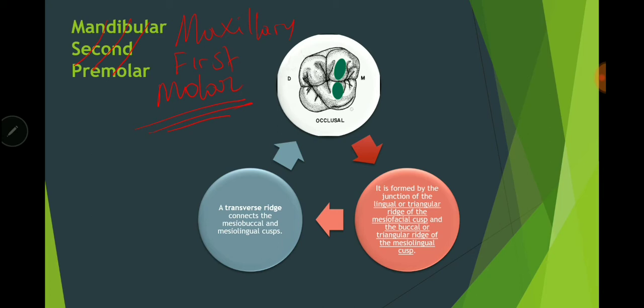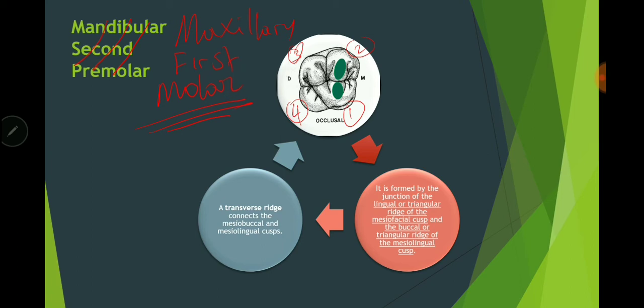first molar. You have the largest mesiolingual cusp here. You have the distal buccal cusp, the mesiobuccal, the distal buccal here, and you have the distal lingual. Okay.